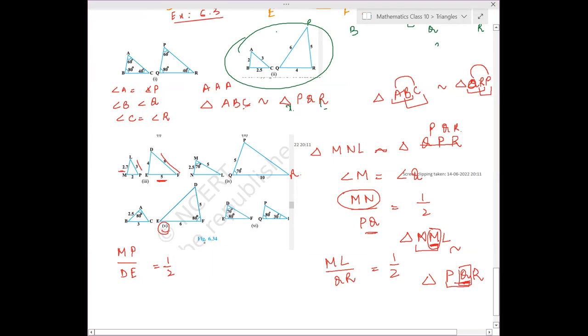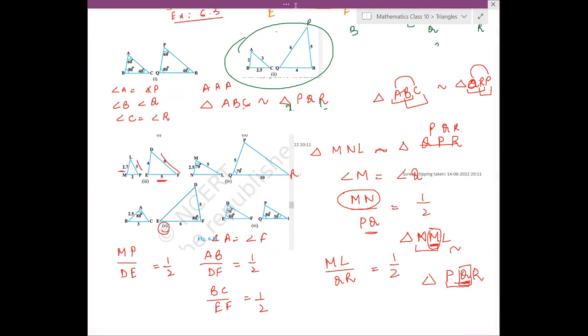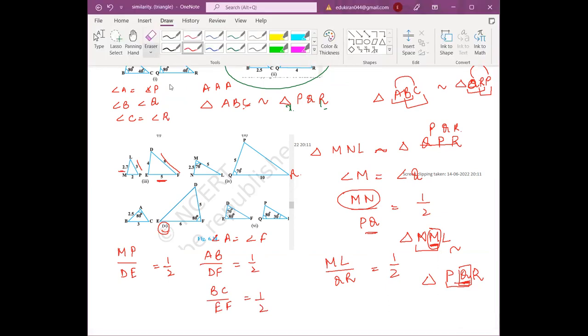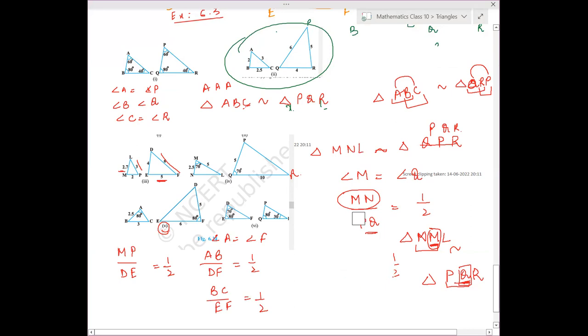So first of all, write down angle A is equal to angle F. Okay. Now which side is in proportion? So AB is proportional to DF here, which is again 1/2. And the side BC is actually proportional to EF, which is again 1/2. Now how will you write it? Now you will tell me. They are not similar.